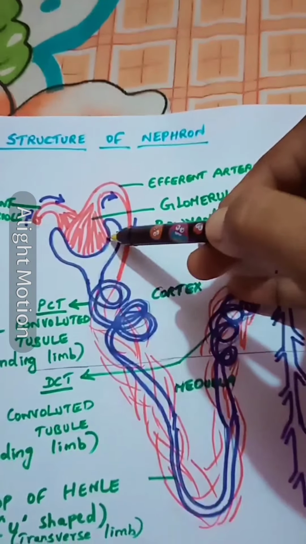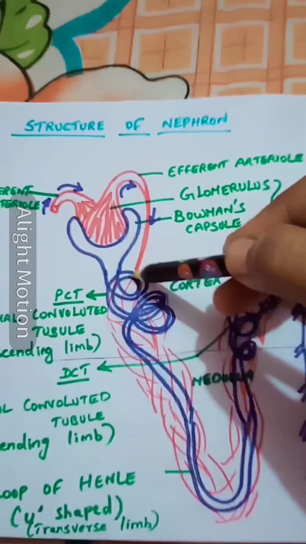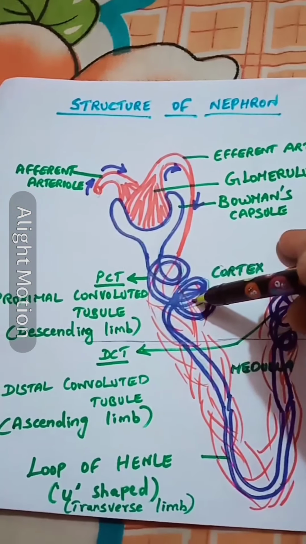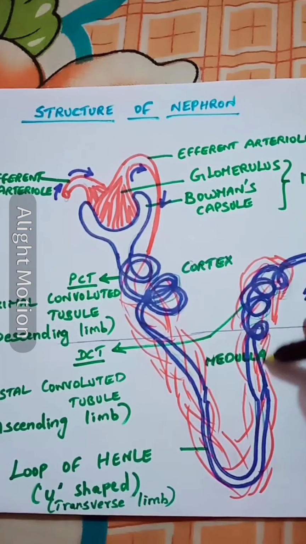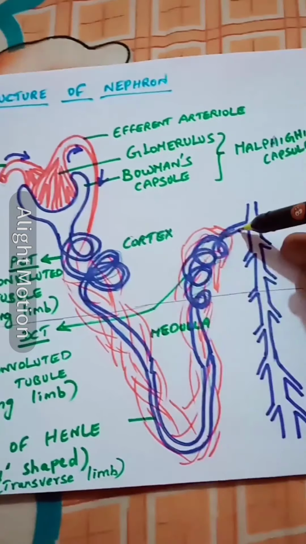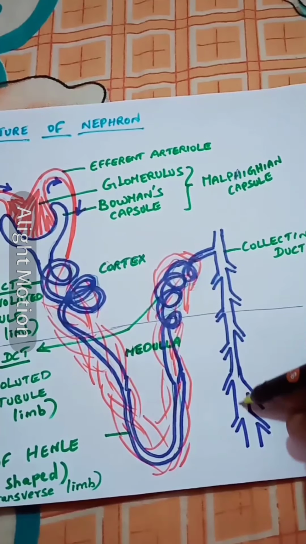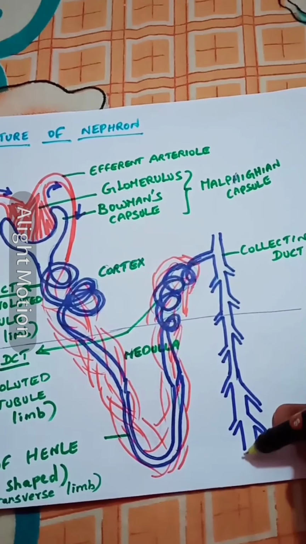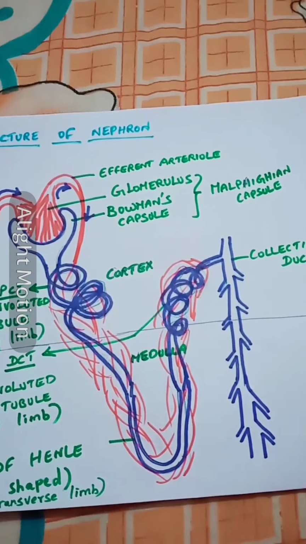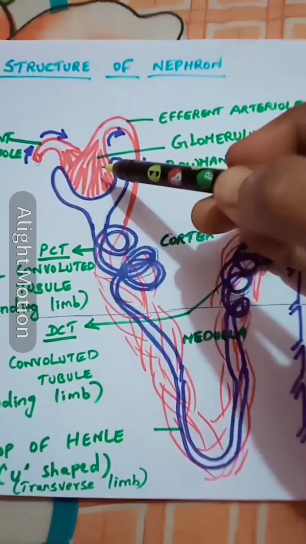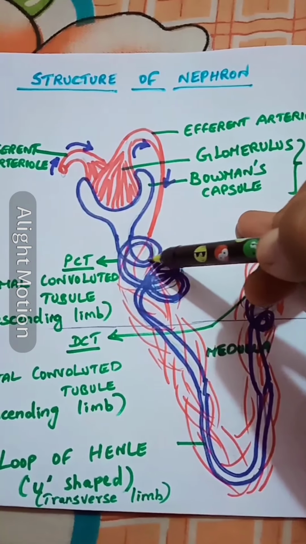Now after filtration, the fluid is said to be the filtrate. The filtrate enters the PCT, proximal convoluted tubule, and then it enters the Henle's loop. Then it goes to the DCT, distal convoluted tubule. It is taken into the collecting duct, and all the collecting ducts join together to form the ureter. Then it pours the urine into the ureter, and it is stored in the urinary bladder and expelled.